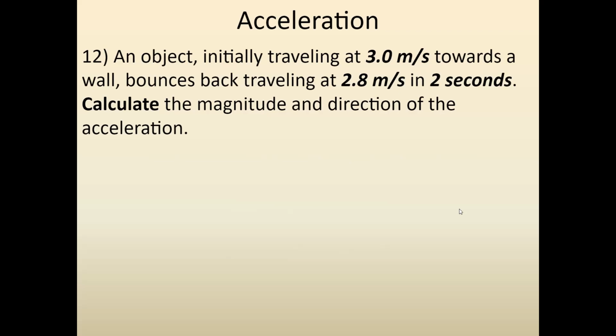So they want us to calculate the magnitude and direction of the acceleration. So we're going to take the numbers and plug them into the calculator. Now we do need to be careful. When we go to write down our given pieces of information, we know that the initial velocity of the object is going to be 3 meters per second, and then the final speed is going to be 2.8 meters per second, and the time is 2 seconds.